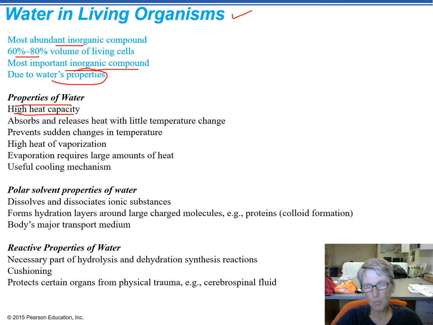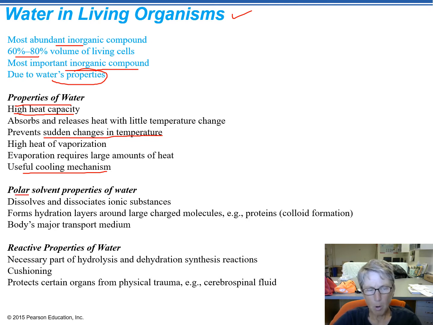So that prevents sudden changes in temperature near oceans, for example. So climates are always really nice near large bodies of water. And we use water as evaporative cooling. So we sweat, the water evaporates, pulls the heat from our body.